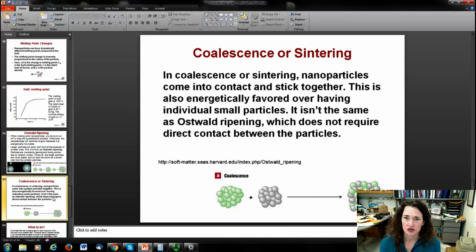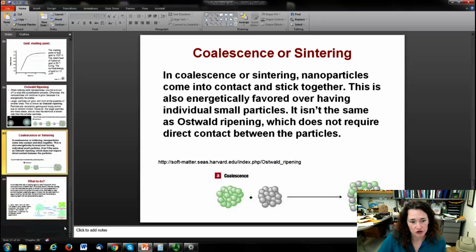You also have the effect where these little nanoparticles like to stick together when they encounter one another. This is known as coalescence, or sometimes sintering, okay? In coalescence or sintering, the nanoparticles actually touch each other for some reason, and because it's energetically favorable for the particle to be bigger, they stick together and stay in a big particle. That's energetically favorable as well. It's not the same as Ostwald ripening. Ostwald ripening doesn't require direct contact between the particles, and coalescence and sintering does.